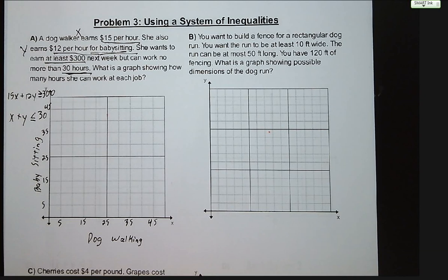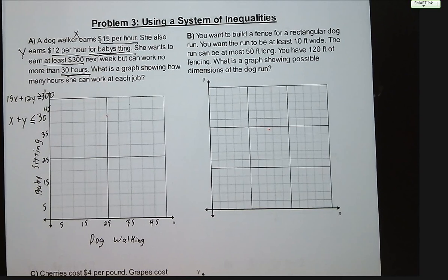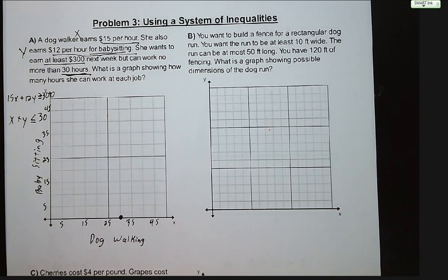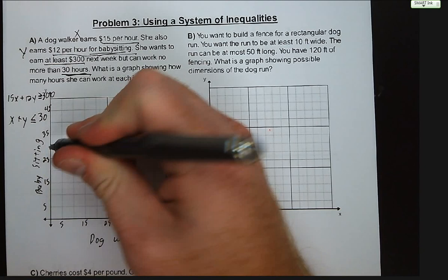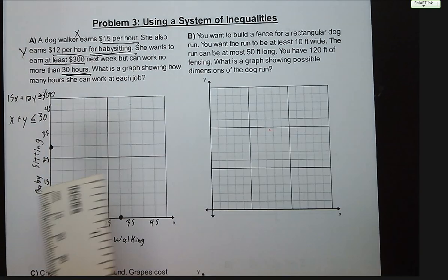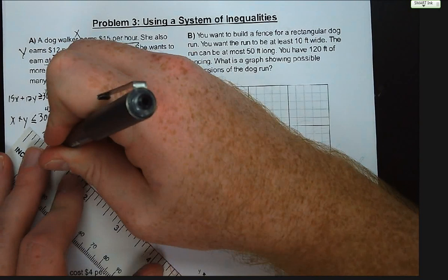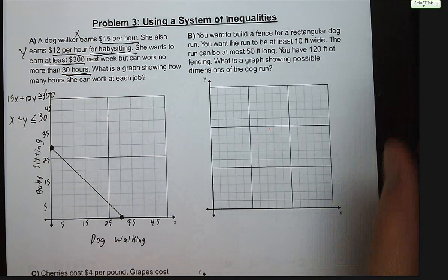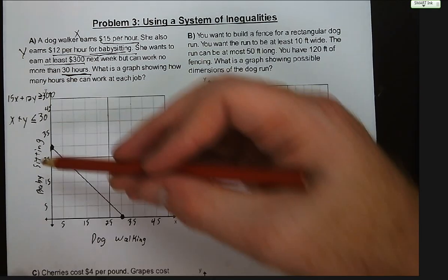So x plus y is 30. Well, if we use our intercepts, since they're in standard form, if we only work walking dogs, we'll have 30 on our x-axis. And if we only work babysitting, we're going to have 30 on our y-axis. And it's less than or equal to, so it's a solid line. All right. And we said it was less than, so we're going to shade below it.